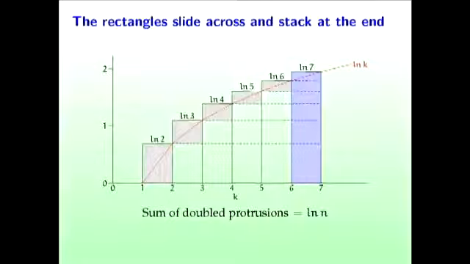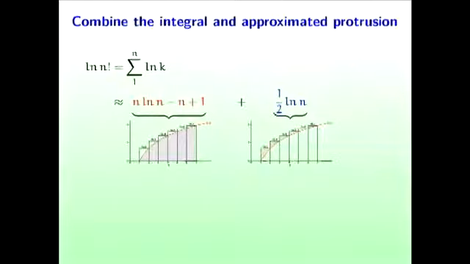What you do is you hold your hand at the right edge and you whack all of the rectangles and they slide across, and stack, and form the last one. So that means the sum of all the corrections times 2 is the last rectangle. So log 7, or log n, is twice your error, roughly. Okay, so now you just combine the integral, which is the piece under the curve, with the approximated protrusion, and you get that for log of n factorial.